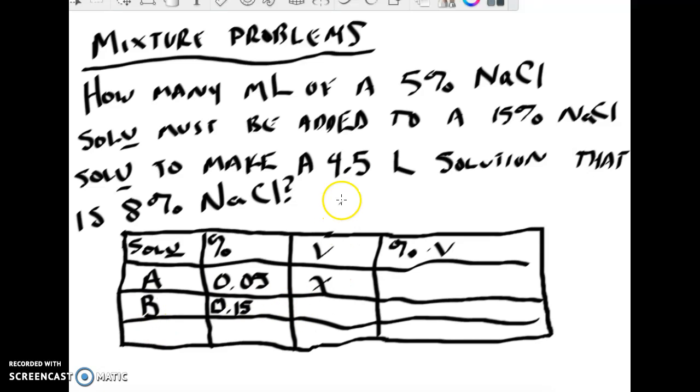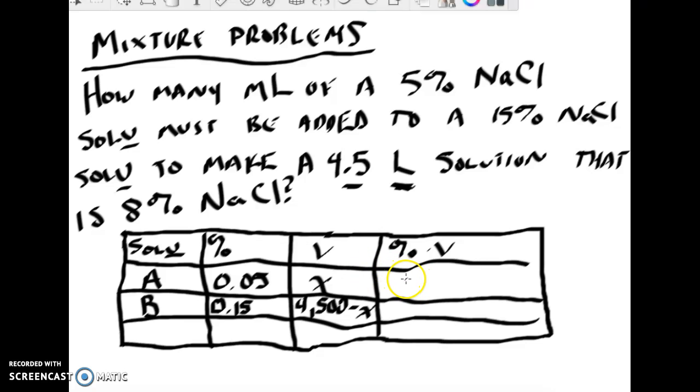What we're going to do is convert liters to milliliters. So we're going to have 4,500 milliliters. I'm going to try to squeeze it into my ugly box. And then minus X. And where does that rationale come from? X plus 4,500 minus X is equal to 4,500. So if we combine these two, then we're going to have 4,500 milliliters.